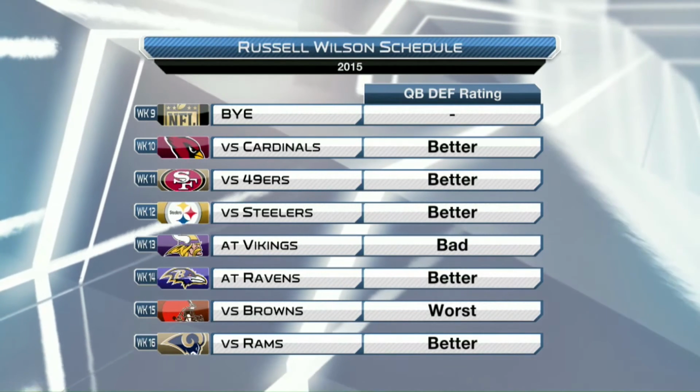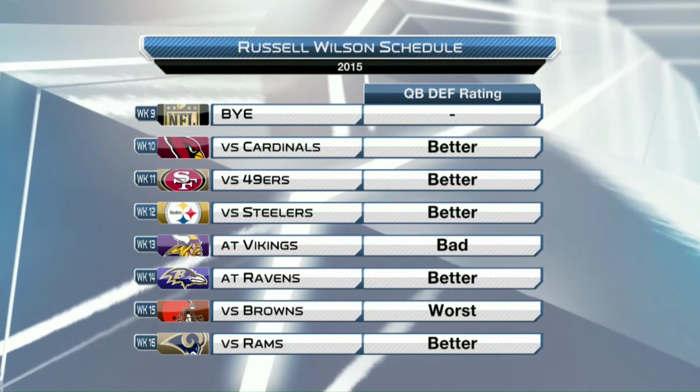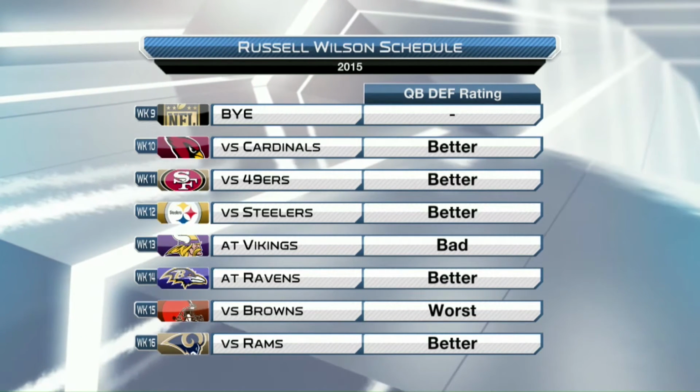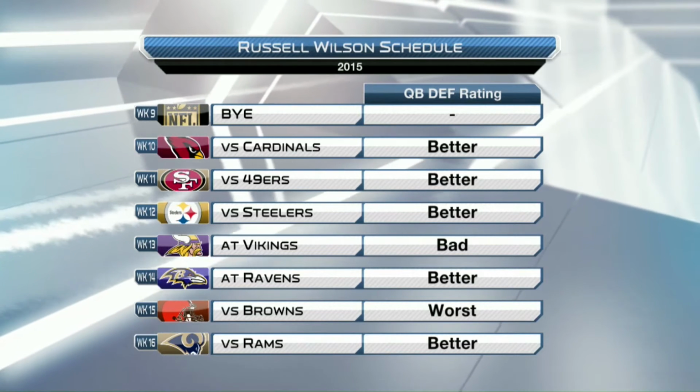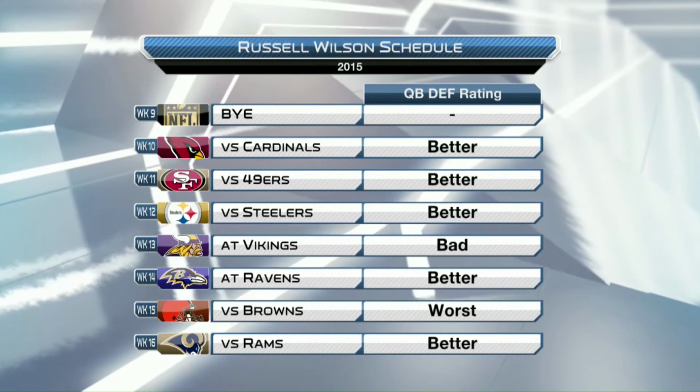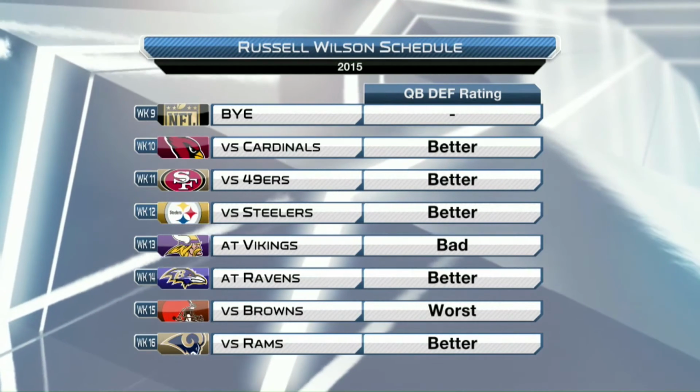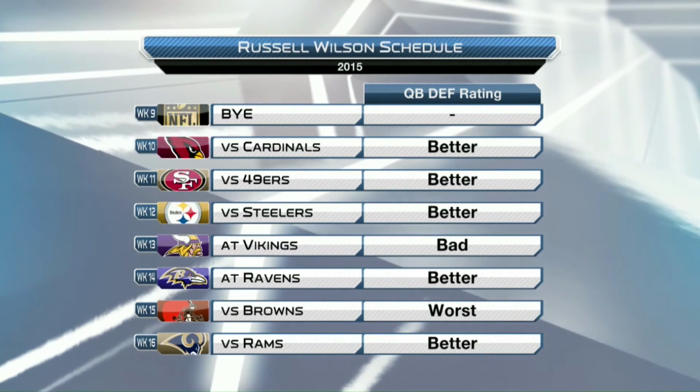Look at this in the back half here. Weeks 10, 11, 12, better, better, better. Weeks 14 and 16 in the fantasy playoffs, a better matchup. So if you can get past that Week 15 matchup against the Browns, you're sitting pretty there. And like I said, the 4th easiest matchup based on the algorithm, not the fantasy points allowed data that shows that he has the 7th most difficult schedule.